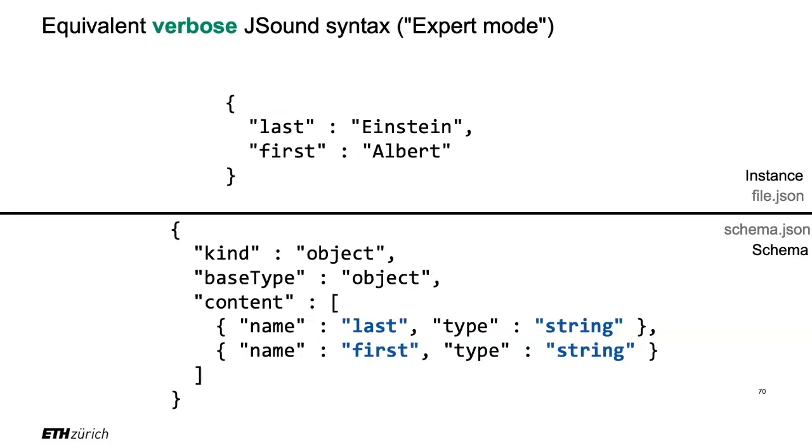Here, I basically explicitly say the kind of document I want to validate is an object. The base type is an object. The content of it is made of a key called last of type string and a key called first of type string and so on. It's the same thing, right? It's just that this is more verbose. But the nice thing about the verbosity is that you can do many more things.